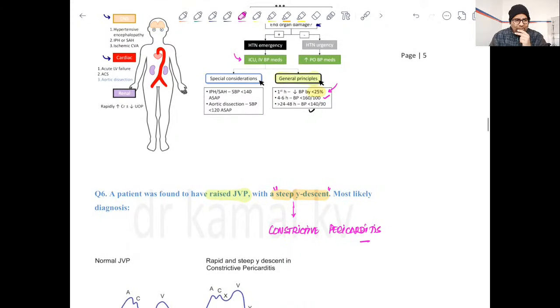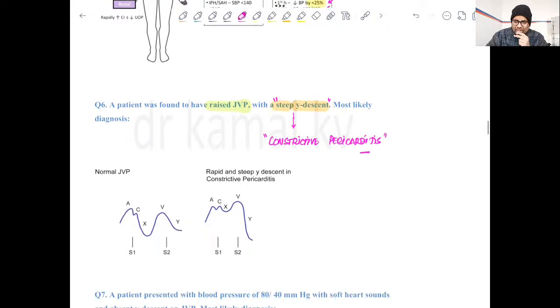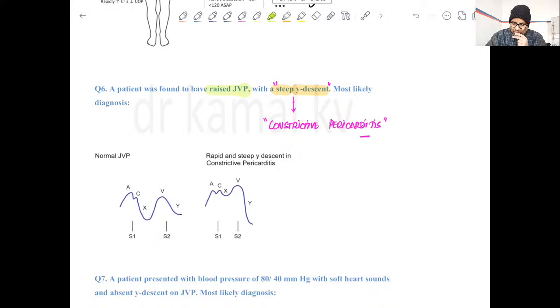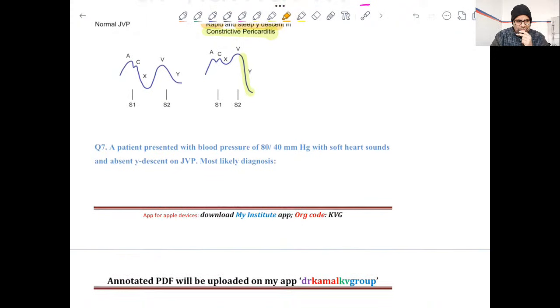Mihir Pant, we will come back, we'll come to that question also, don't worry. So for the time being, this is constrictive pericarditis, and here you can see what a steep Y descent is. This is how the steep Y descent looks in a case of constrictive pericarditis, right? So rapid steep Y descent in constrictive pericarditis. Mihir, you can just keep your message on, because I have kept that question also.